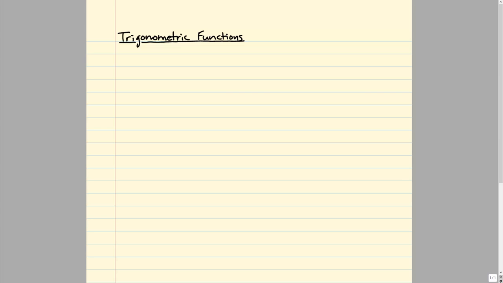Now that we've worked with triangles for a little bit, let's go ahead and start looking at how we're going to define trigonometric functions. Well, to get started with trigonometric functions, the first thing we need to do is recall the Pythagorean theorem. Now, the Pythagorean theorem, if you'll recall, only applies to right triangles.